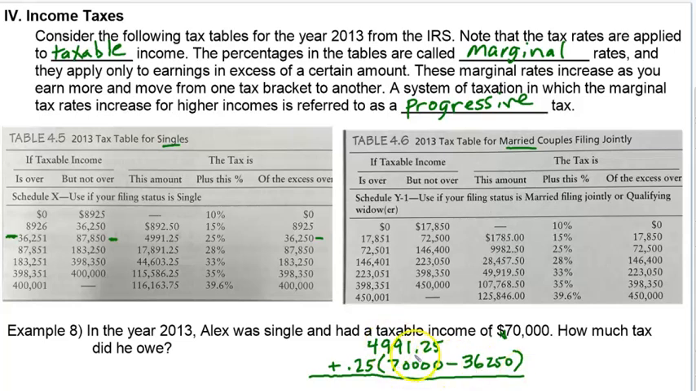So this can all be done in your calculator, but when you key this in, you're going to get the number 13,428.75. So hopefully you were able to get that. And that's how you work the tax tables that are provided.